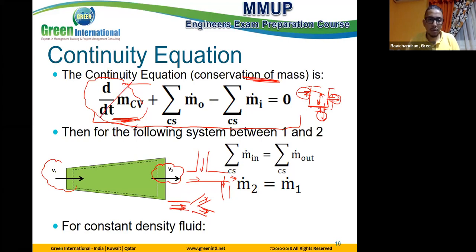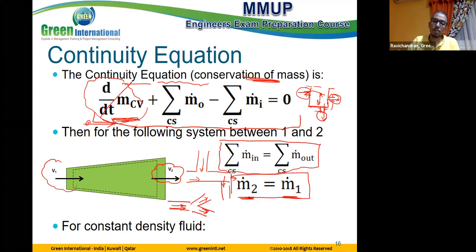So in this case, this one is 0. And the remaining is what? Sum of m dot out minus sum of m dot in is equal to 0. So we find the final equation: sum of m dot in equals sum of m dot out. Or we can write it like m dot 2 equal m dot 1. Clear? This is the continuity equation.